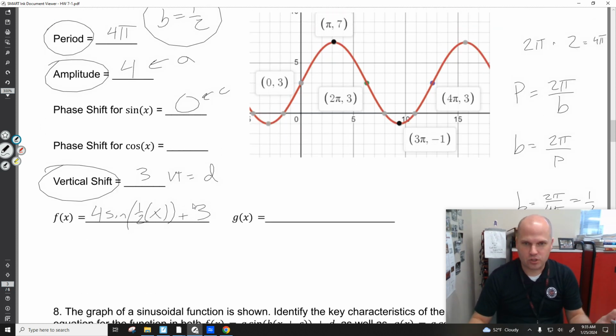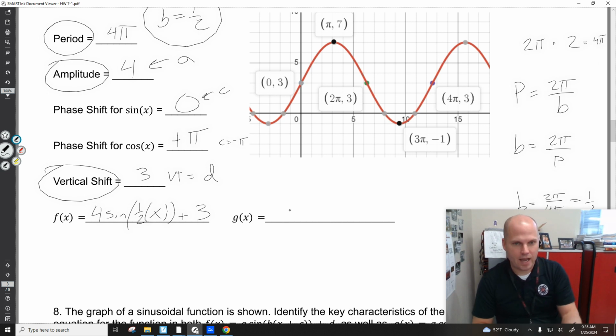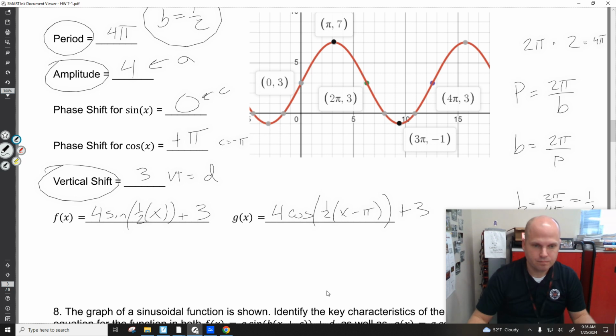Now, if I were talking about cosine, the period is still going to be the same. The b value is going to be the same, but I'm going to shift over pi, which means c needs to be minus pi. So I have 4 cosine because I'm starting at the top. I have my b value 1/2. I have x minus pi so that I shift to the right pi, and then I have my vertical shift 3.